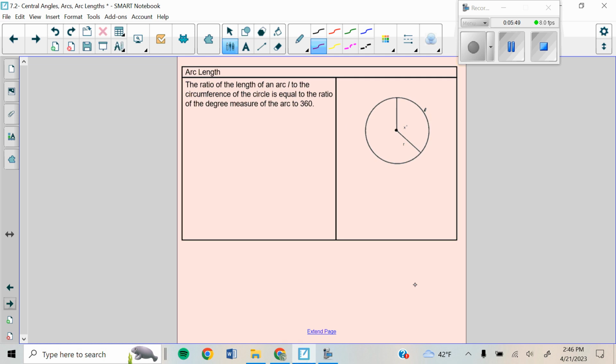All right, so let's go ahead and talk about arc lengths. Arc length is the ratio of the length of the arc L to the circumference of the circle equal to the ratio of the degree measure of the arc to 360.